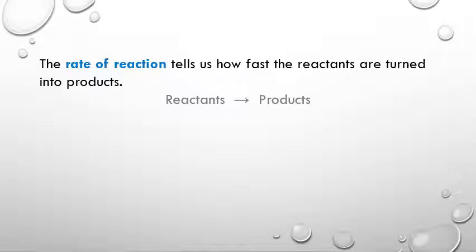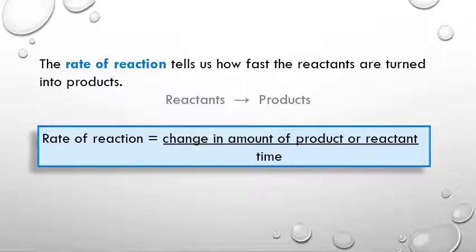So rate of reaction tells us how fast reactants are turned into products, and every reaction involves reactants on the left, an arrow, and then products on the right. But we've got this formal definition that we need to learn, so jot this down in your notes. Rate of reaction is change in amount of product or reactant divided by time.